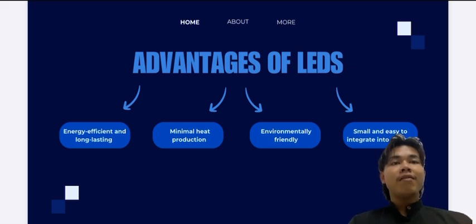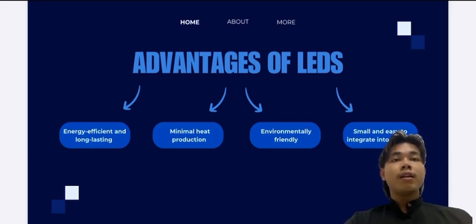Now, let's look at the advantages of LEDs. LEDs are widely used because they offer several benefits compared to traditional light bulbs. The first one is it saves energy and lasts long. One of the biggest advantages of LEDs is that they are energy efficient. They use much less electricity compared to incandescent bulbs, which helps reduce electricity bills. Plus, LEDs have a very long lifespan, up to 50,000 hours, so they don't need to be replaced often.